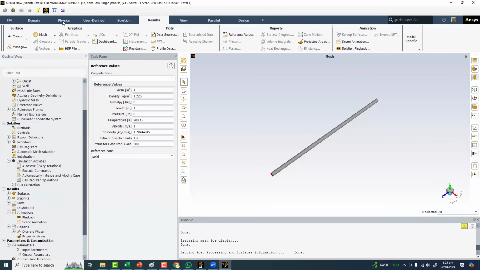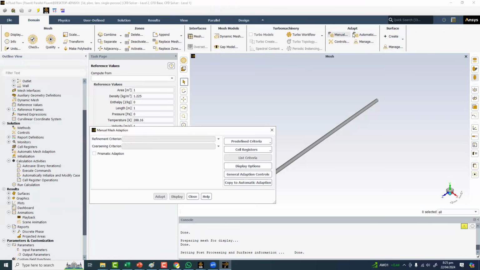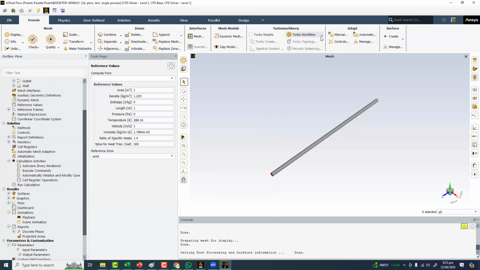Okay, so there are many options that are easier to use. For example, I have the domain and I want to adapt my domain. Adaptation is very easily available over here. If you want to solve the turbo machinery workflow, it is available here. So you can enable the turbo machinery workflow, and it is a more prominent option now in the new versions.